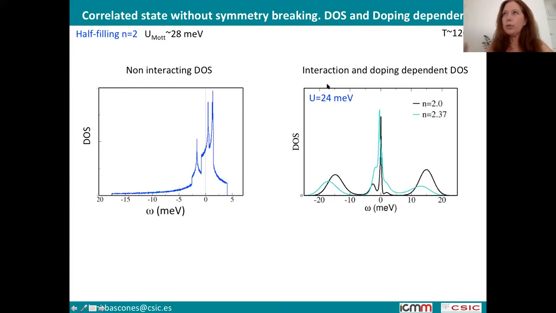You can see, and it's not surprising, that the interactions are strongly modifying this density of states. We can see how all this part has become much narrower, and the shape is also different. Here is the emergence of these Hubbard bands. Even when we are in the metallic state, we also expect a doping dependence of this density of states. You can see that this is not a rigid band shift.